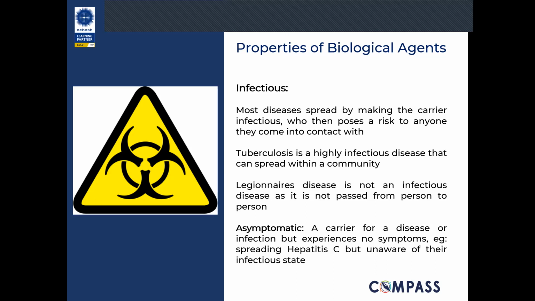Infectious. Most diseases spread by making the carrier infectious. Think about the host, who is going to be carrying that infectious amount, and then how it can be transferred. So who then poses a risk to anyone they come into contact with. An example of this, as a biological agent, is tuberculosis, a highly infectious disease that can be spread within a community. Group 3 and 4 in some respects. Legionnaire's disease is not as infectious, could be class group 2, as some would say, but quite often group 3. It's not as infectious a disease, and it's not passed from person to person.